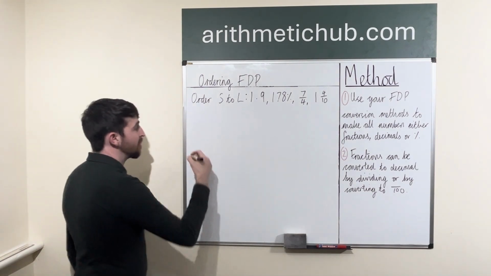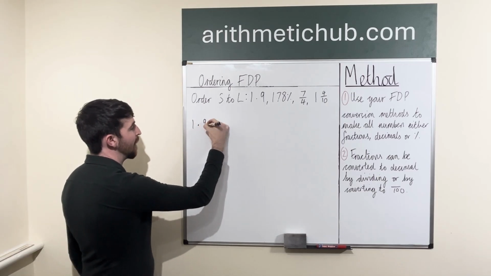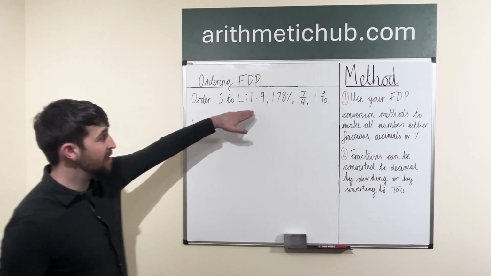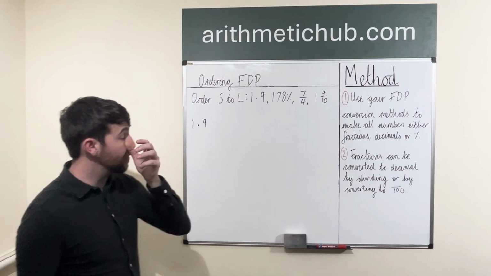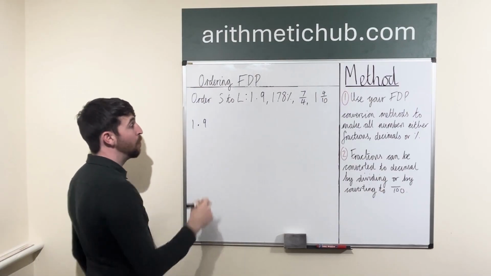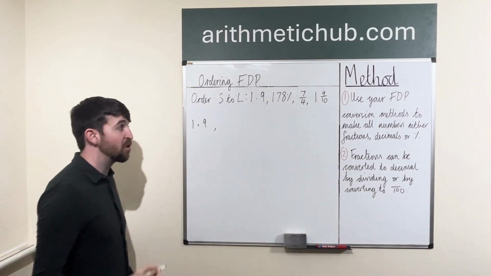The way I would do it is I would start off and give each of these its own space. So I would say 1.9, I'm converting all these into decimals first, aren't I? So I'm ordering them smallest to largest, but I'm going to convert them all to decimals first. I've got 1.9, it's already a decimal, I don't need to change it, I'm just going to leave it in its own space there for now.